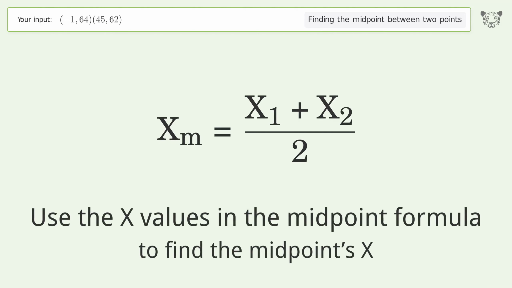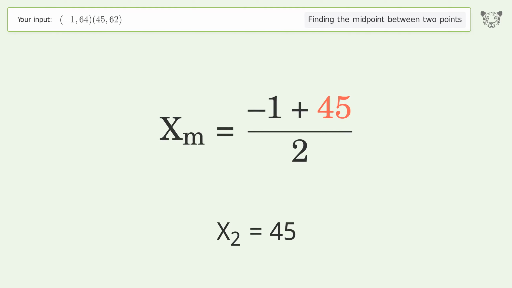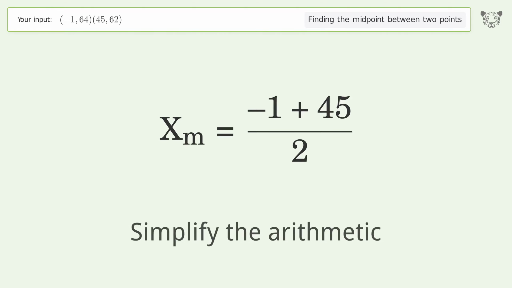Use the x values in the midpoint formula to find the midpoints x. x1 equals -1. x2 equals 45. Simplify the arithmetic.